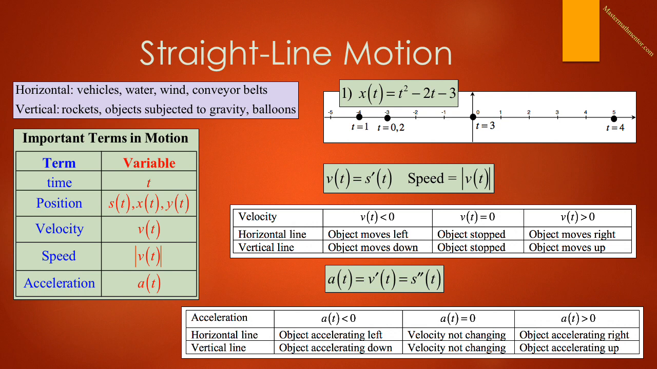If we're moving along a vertical line, if the acceleration is less than zero, then the object is accelerating downwards. If the acceleration is equal to zero, then again, the velocity is not changing. And if the acceleration is greater than zero, then the object is accelerating up.